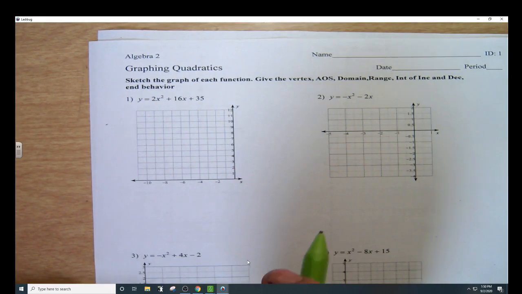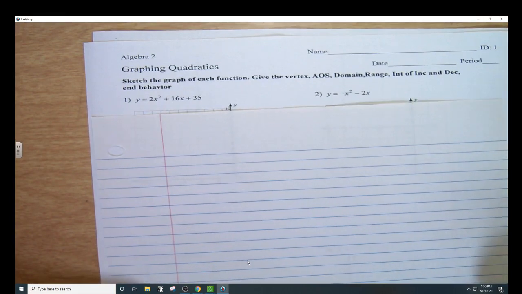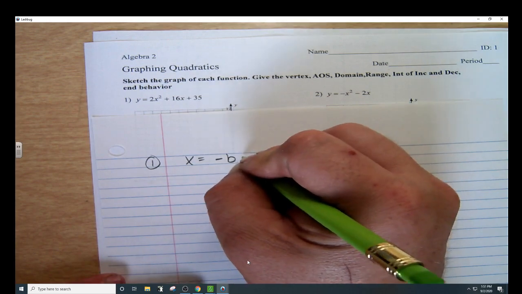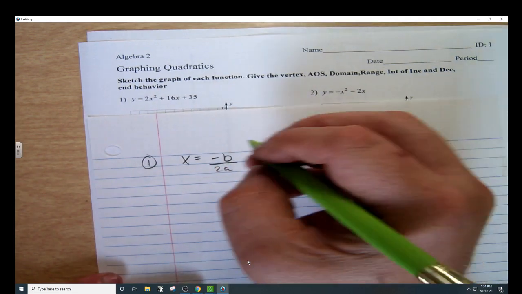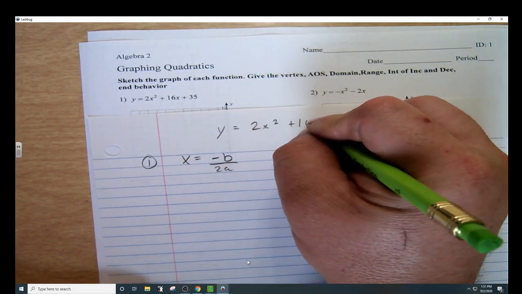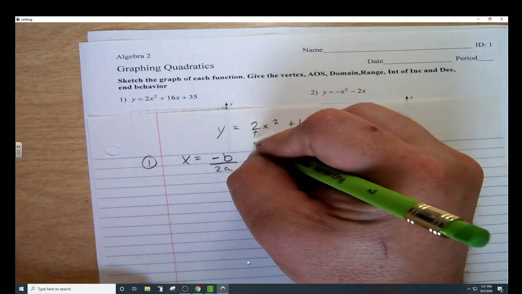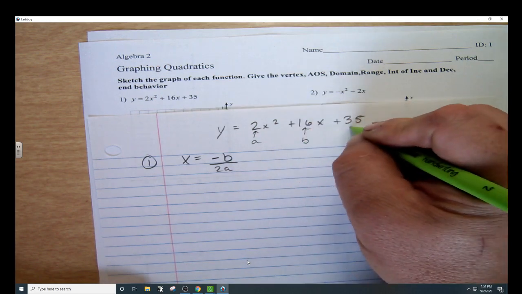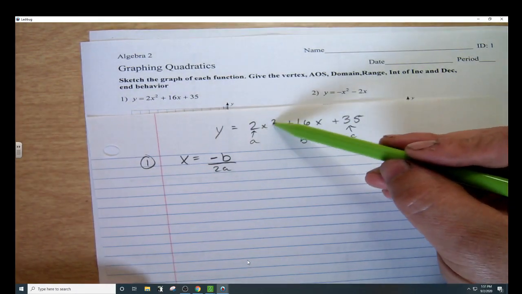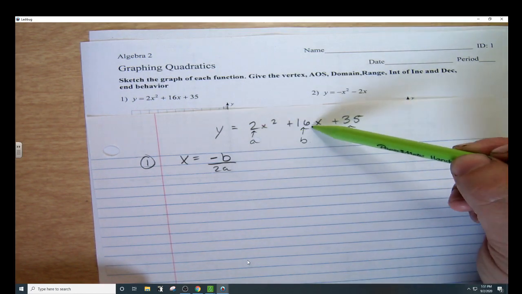Now, if you remember, the vertex formula was x equals the opposite of b divided by 2a. All right, now your function is y equals 2x squared plus 16x plus 35. That's your a, that's your b, that's your c. A, b, and c will always be numbers. It's not the x squared. This is not your a term. That is your quadratic term, but the a is the number in front of it, the coefficient. Your b is the coefficient in front of your linear term.